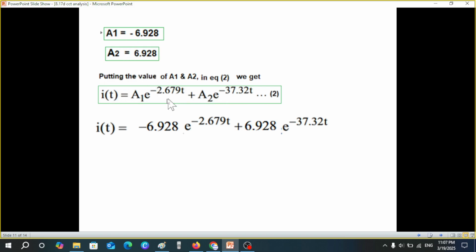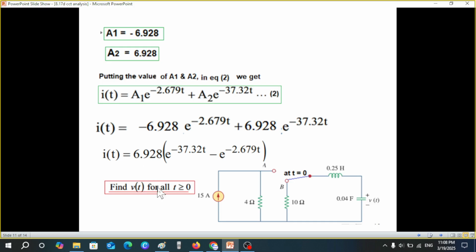This was our equation. Plugging in the values of A2 and A1 in this equation, this becomes our final equation, which we can rearrange and write in a neat manner. That is, we take 6.928 common, and then we get this value, the positive terms we are taking first, the negative term at the end. So I hope you have been able to follow, but hold on, this is only half the part. We have calculated I(t), but we need to find V(t). The question says we have to find V(t). Let's proceed.